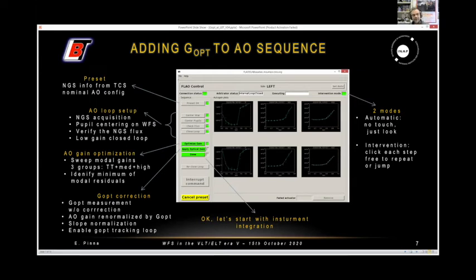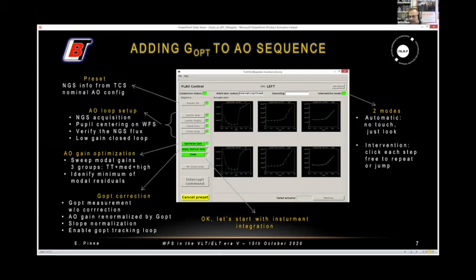Once we have optimized the gain, now is the turn of the new button. The new button is the apply optical gain, where we start with the open loop, so the geopt measurement without applying any correction of the optical gain. Then, when we have a value that we trust, with a stable value of measurement, we renormalize the EO loop gains and we apply the slope normalization. Then we enable the tracking loop for the geopt. And then we are finally ready for the integration on sky.